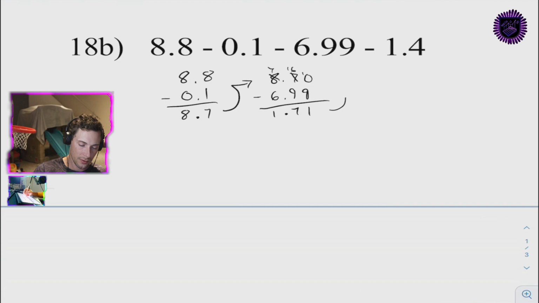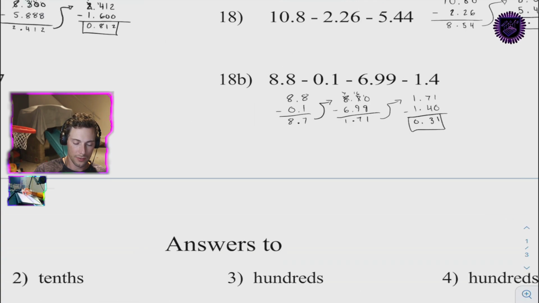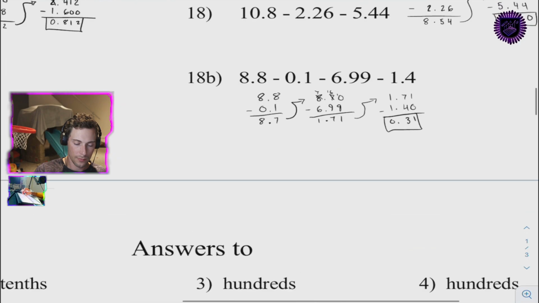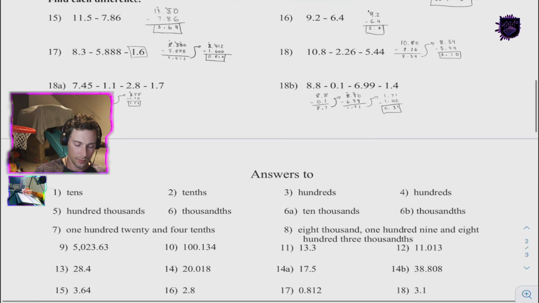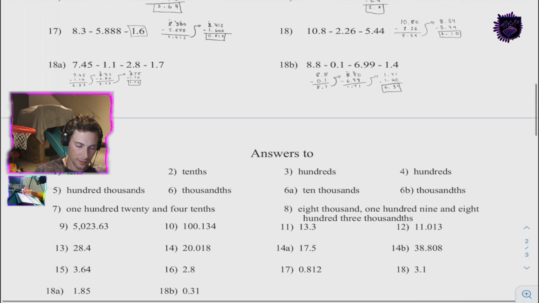Drop our decimal down. 1.71. Let's drive that up there. 1.71. Our last 1.40. We won't need to borrow. Yes. That's going to be 1. That's going to be 3. That's going to be decimal. That's going to be 0. Square. Our answer. We did it. Amazing.